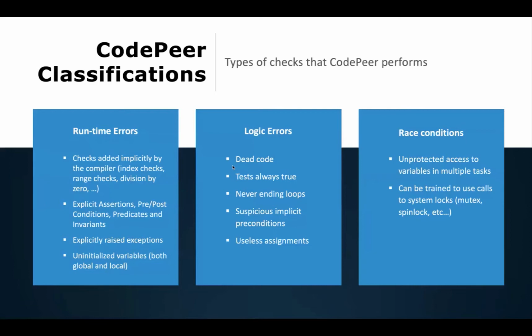If you're using Ada83 pre-protected objects, or if you're not using protected objects and you're using operating system mutexing, you can actually tell CodePeer what the lock and unlock calls are using a pragma. So you can kind of train CodePeer to figure out what your application is doing. So it is a little bit flexible depending on what your application looks like.